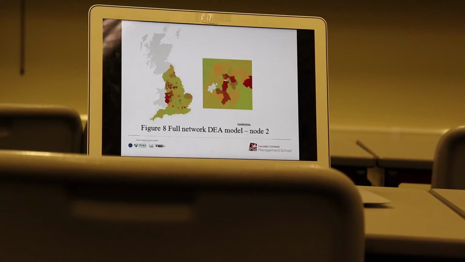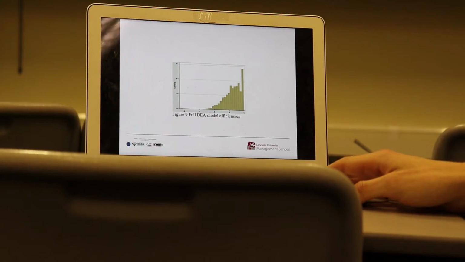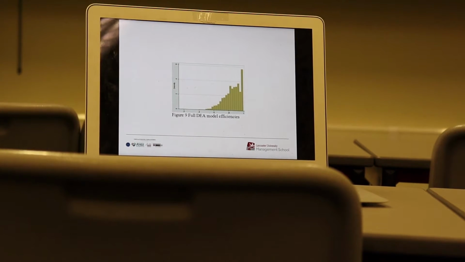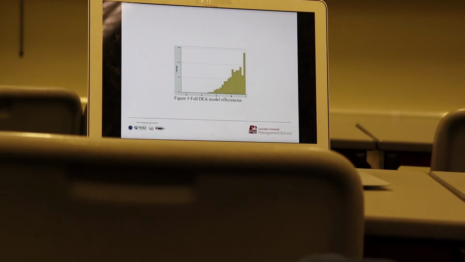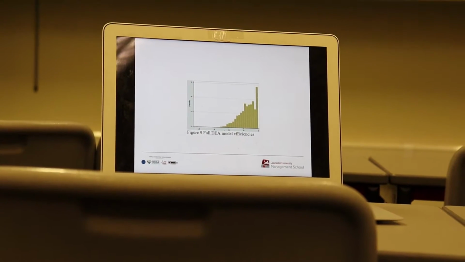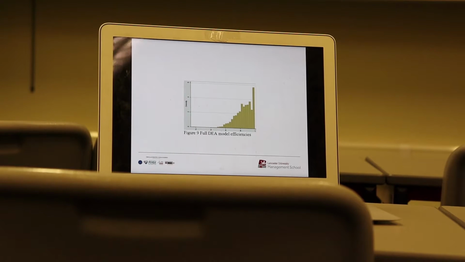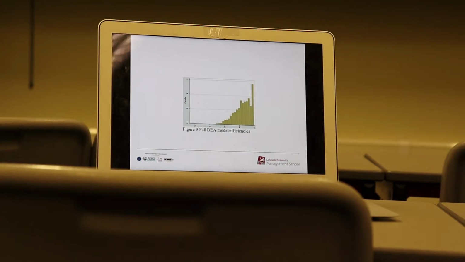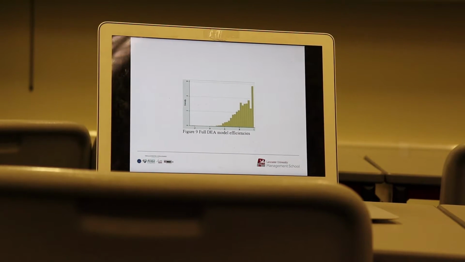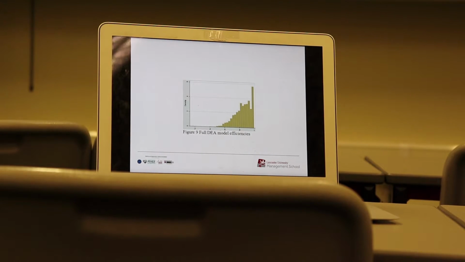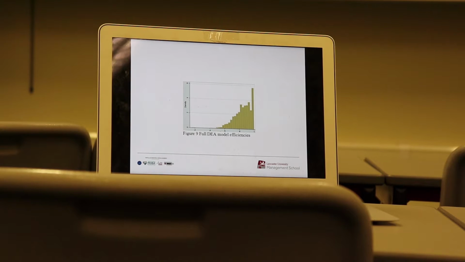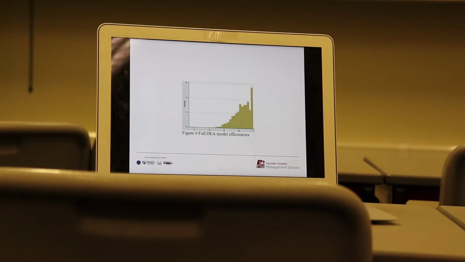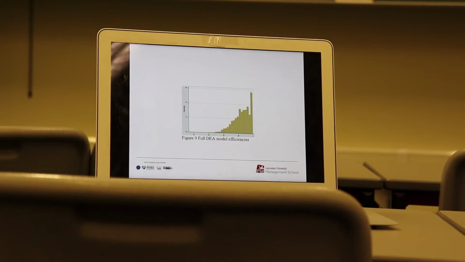Got some distributions to show you. I'm on figure 9. This is the distribution of the efficiency of secondary schools, overall efficiency, using the full model. And it looks as though, broadly speaking, schools are pretty efficient. This is kind of a how-long-is-a-piece-of-string problem, you know, how efficient is efficient. But the distribution's bunched around full efficiency.